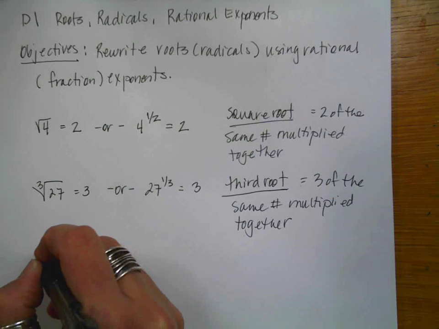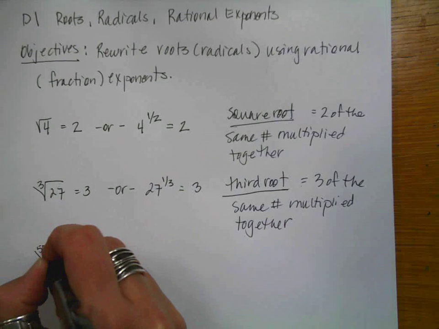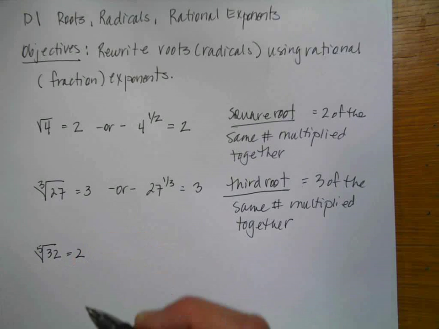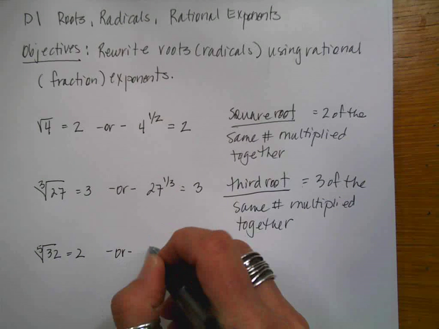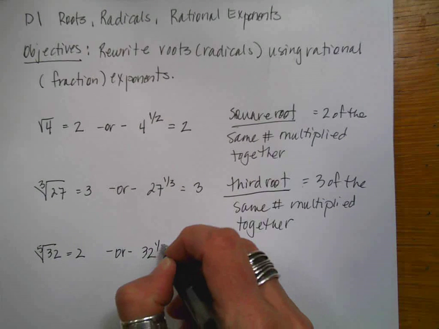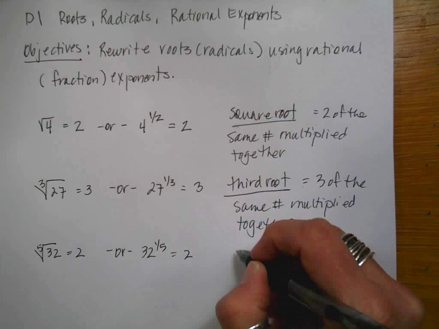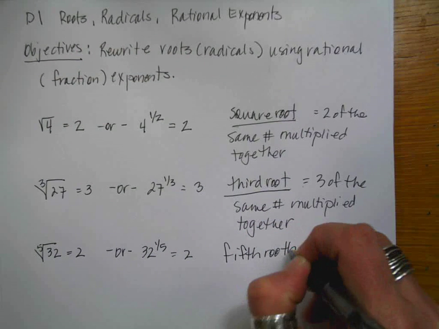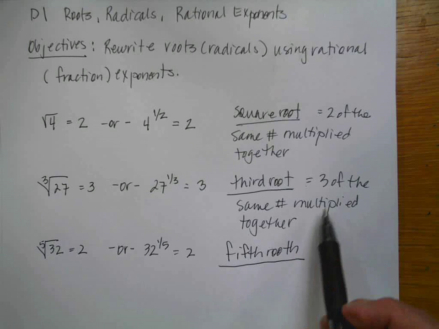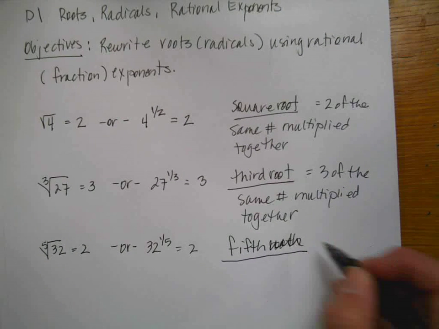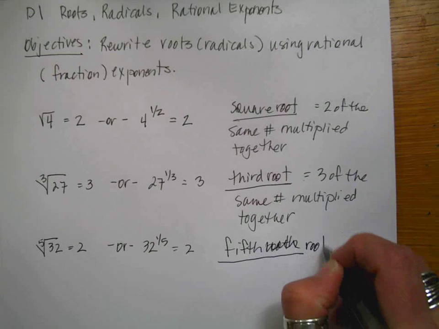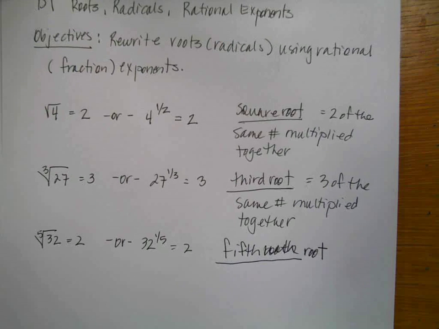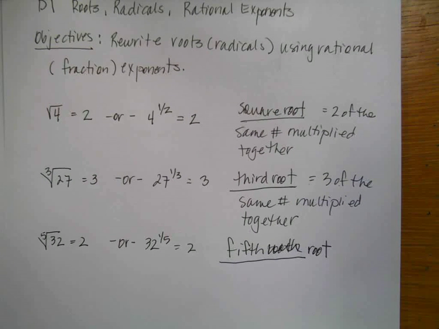Okay, and then the last one is the fifth root of 32, which is 2, or we can write it as 32 to the 1/5, which is 2, and this would be a fifth root. And so you get the general idea. It is the fifth root, sorry. My brain and my hand don't always work at the same speed. It's going to be 5 of the same number multiplied together.